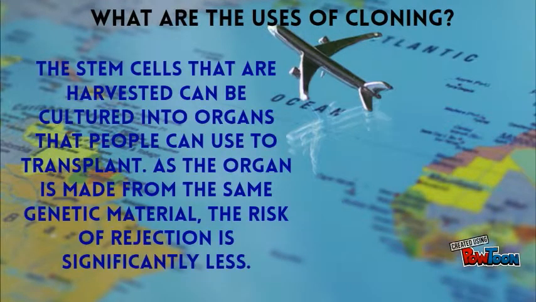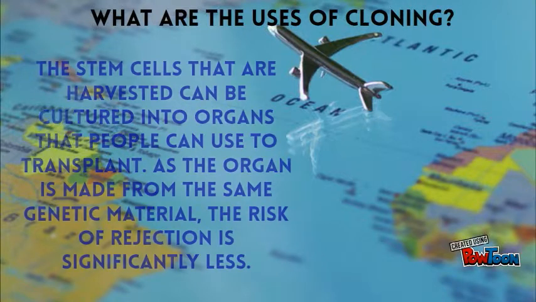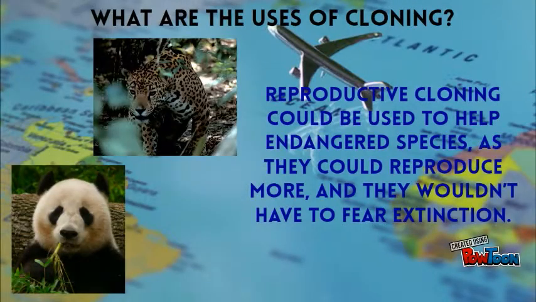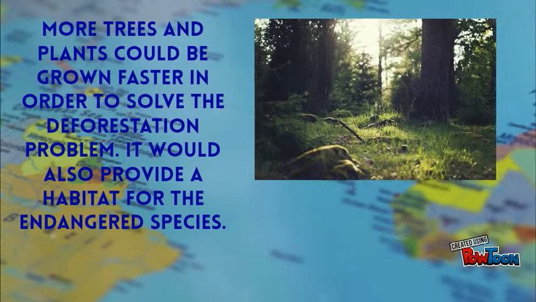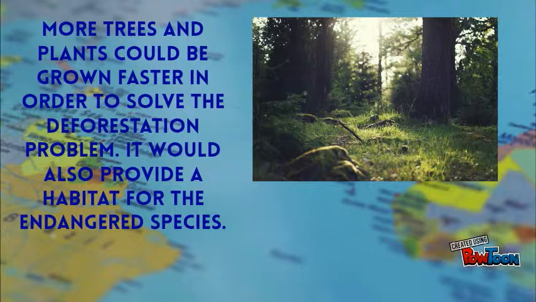So what are the uses of cloning? Stem cells that are harvested can be cultured into organs that people can use to transplant. As the organ is made from the same genetic material, the risk of rejection is significantly less. Reproductive cloning could be used to help endangered species, as they could reproduce more and they wouldn't have to fear extinction. More trees and plants could be grown faster in order to solve the deforestation problem. It would also provide a habitat for the endangered species.